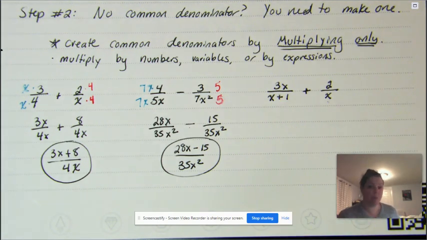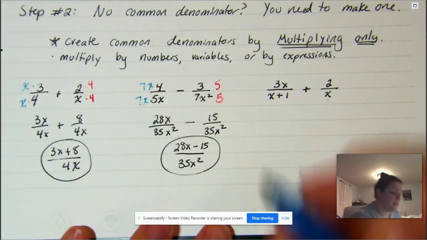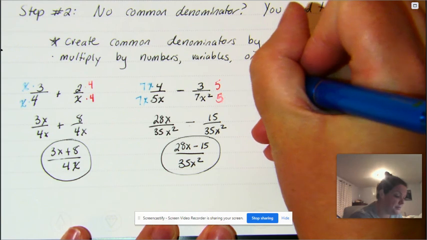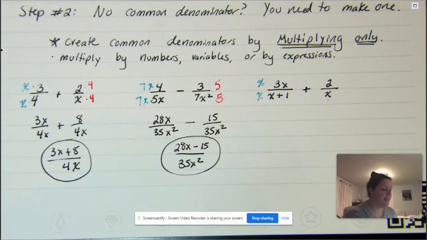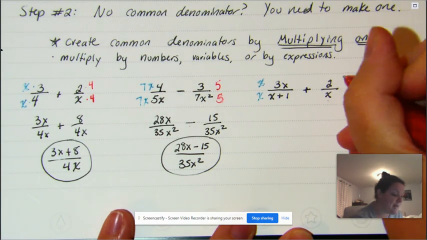So this is a situation where both fractions are going to need to change, and they're going to multiply by the other denominator, kind of like what we did in the very first example. This means this first fraction is going to have to multiply by an x on the top and the bottom. The second fraction is going to have to multiply by x plus 1.